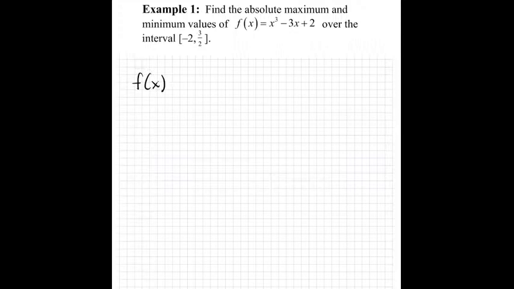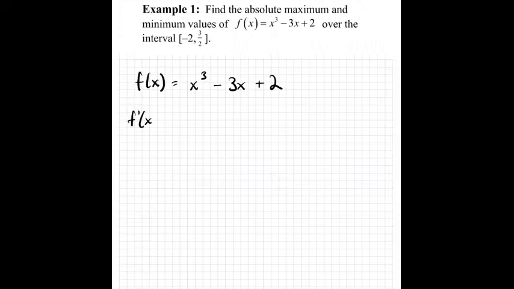We have this f of x equals x cubed minus 3x plus 2, right? So we're asked to find the absolute max and min. So first let's look at the derivative. Then f prime is going to be 3x squared minus 3.